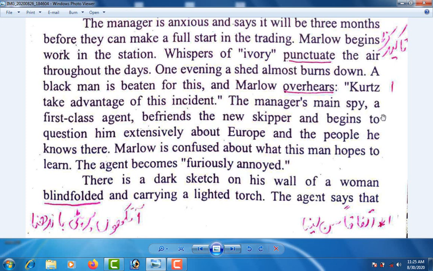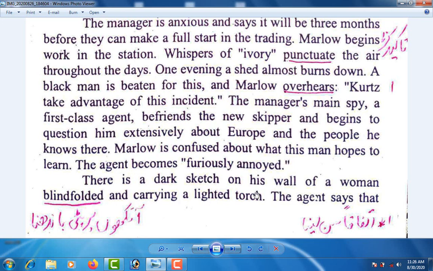The manager's main spy, a first-class agent, befriends the new skipper and begins to question him extensively about Europe and the people he knows there. Marlow is confused about what this man hopes to learn. The agent becomes furiously annoyed.